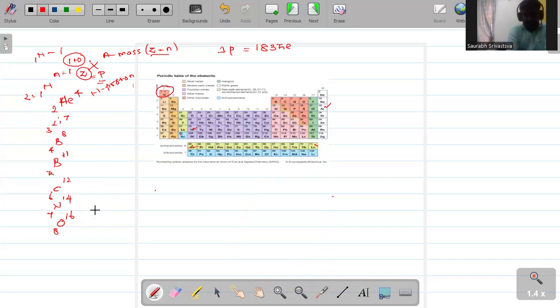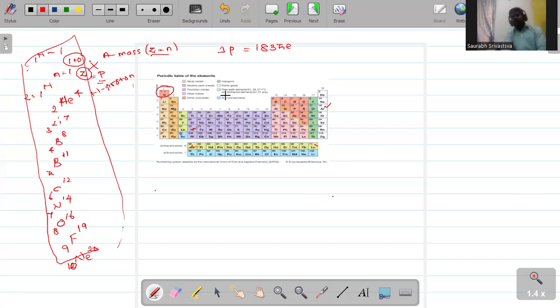Next, fluorine, atomic number 9, mass number 19. Next, neon, mass number 20. We can remember the atomic number because it is order wise: first element, second element, third element, fourth element. If we remember that, we can understand. How to identify the mass number? Again, I need to repeat. How to identify the mass number?